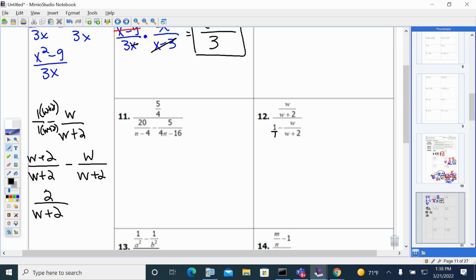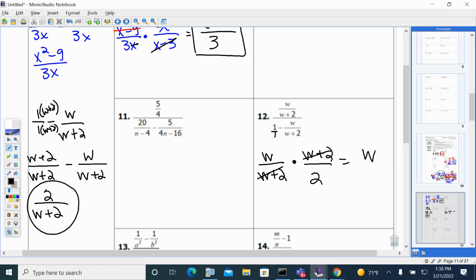So I'm going to keep the top, change it to multiplication, and flip. So this is my new denominator. I'm going to flip that, and I've got w plus 2 over 2. And then the w plus 2's are going to cancel, leaving me with just w over 2.